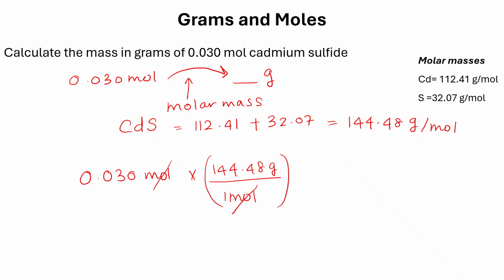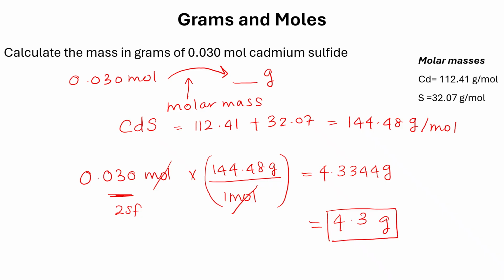Moles and moles will cancel out. You will get the answer 4.3344 grams. So when you do this in the calculator, this is the answer you will be given. However, in this case, you have only 2 significant figures. Therefore, your answer should contain only 2 sig figs, which is 4.3 grams, the correct answer with correct significant figures.